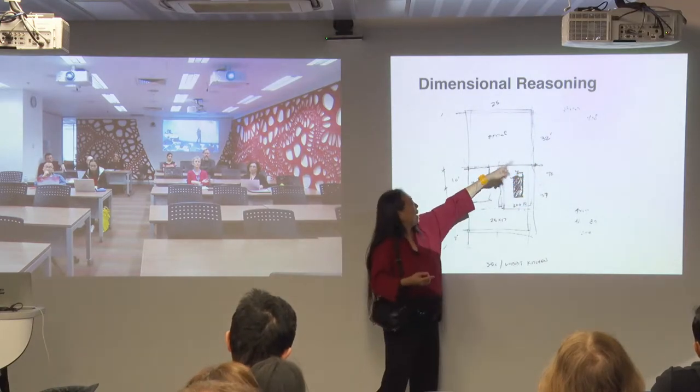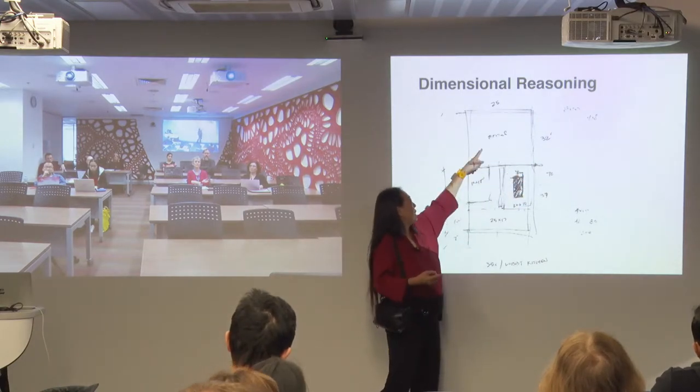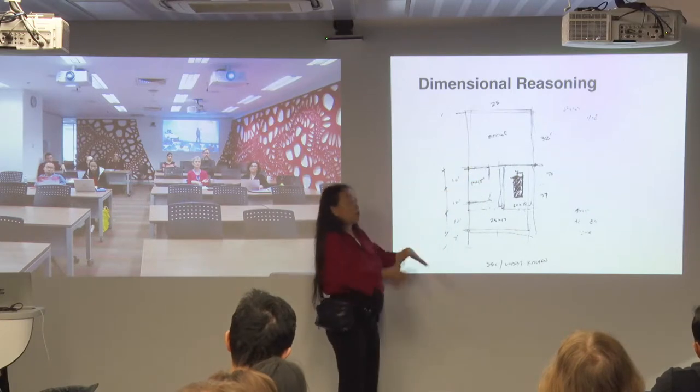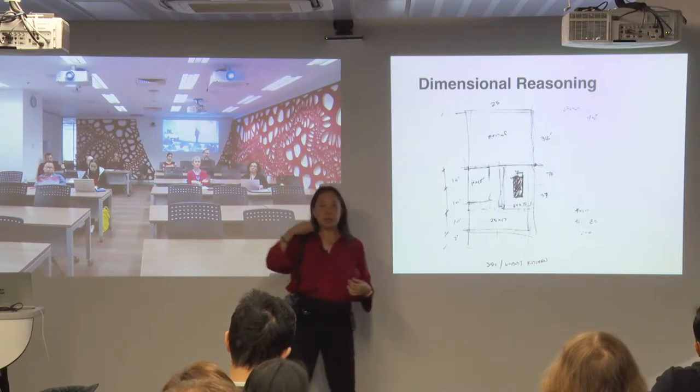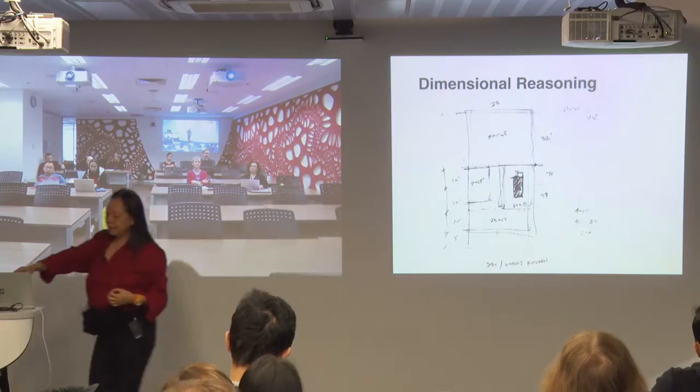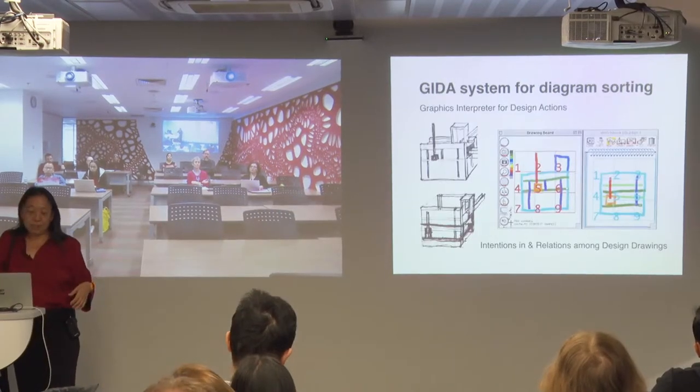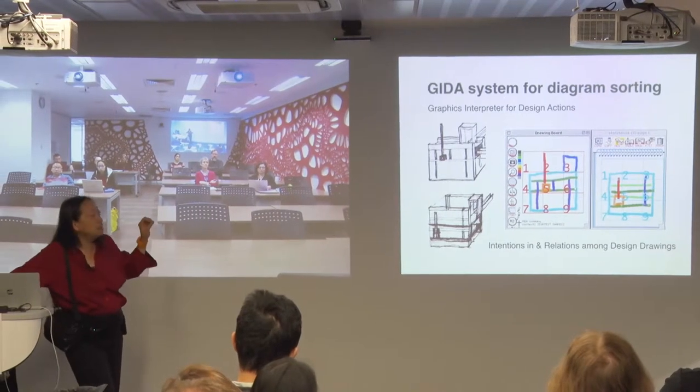So 800 became 4 times 8, and then he wrote down 800. So in all the process, even though the final drawing has numbers, the sequence of that was human reasoning. Okay. So that became very interesting because then I was curious about different elements.